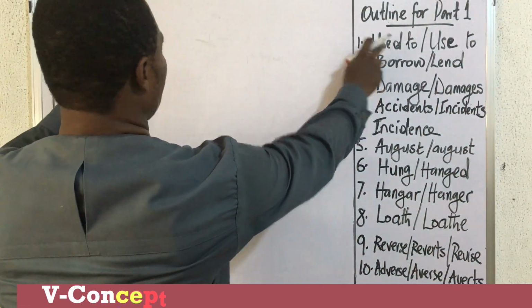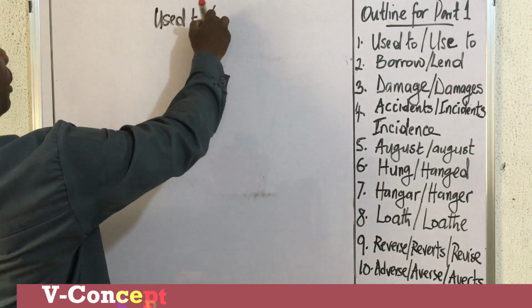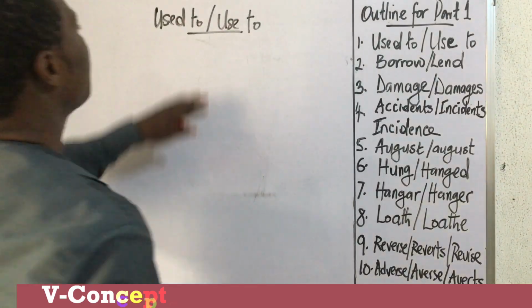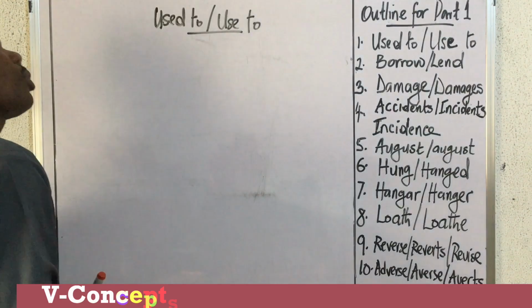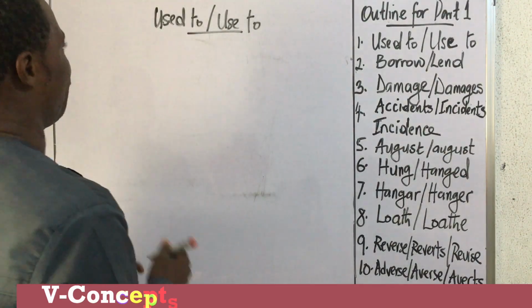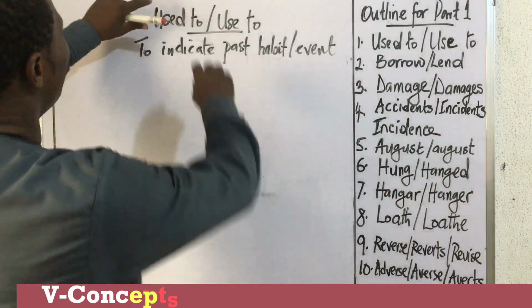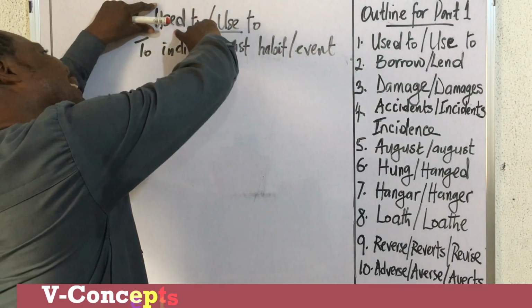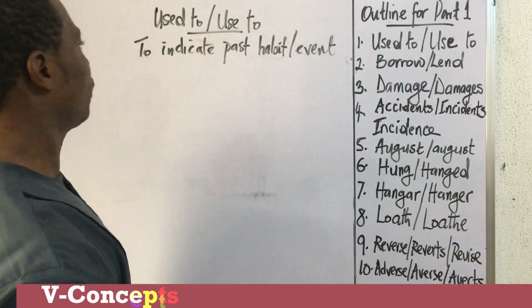Now, let's take the first one. Used to / used to. Now, these words are verbs. They can be used to indicate past habits or past events. This one can serve as a verb as well as an adjective, while this one serves as a verb alone.